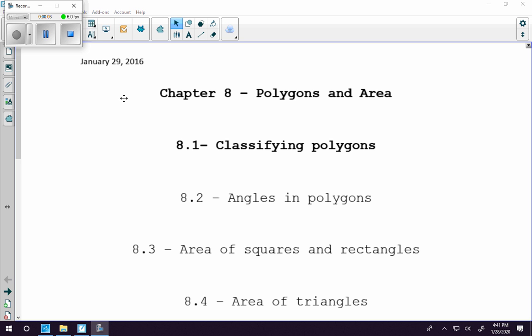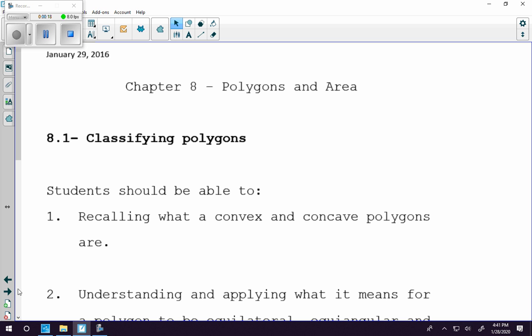Okay, class, what we're talking about is taking a look at Chapter 8. It's called Polygons and Area. The section we're going to focus on right now is 8.1, classifying polygons. Okay, so if we flip and take a look at the objectives page, see what the focus is today.